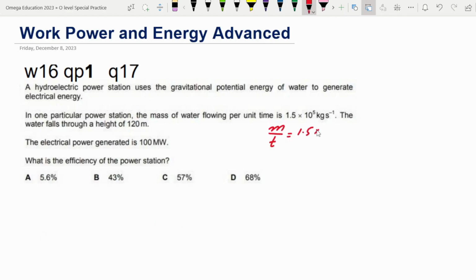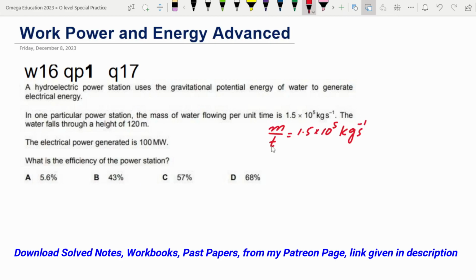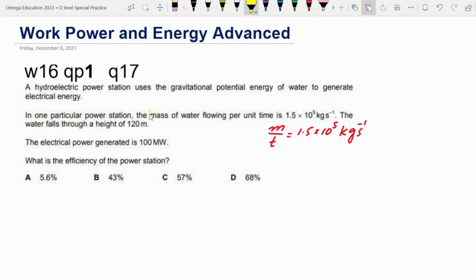1.5 × 10^5 kilograms for the mass and s^-1 for the second. So the collective value of mass divided by time is given as this much. This thing is also known as mass flow rate, or mass flowing per unit time.